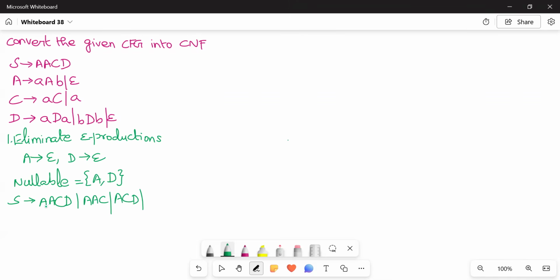Now we have to consider two symbols being nullable. So consider the first two A's are nullable, so we will get CD. Then if we consider one A and one D nullable, we will get AC. Then if we consider the other A and D nullable, we again get AC, so no need to write the same production again. Now we consider all three symbols, A, A and D, being nullable, which means we will get only C.